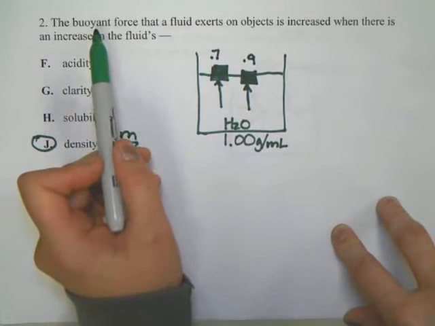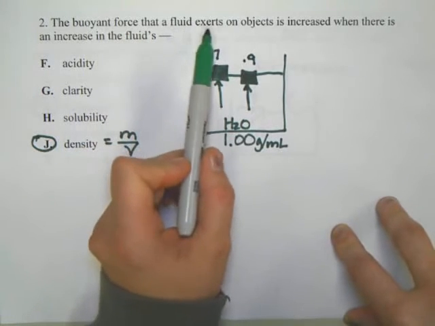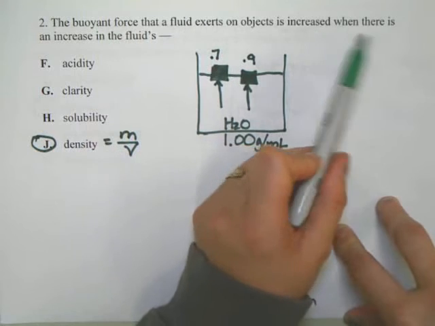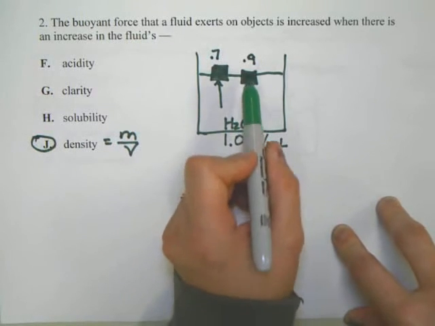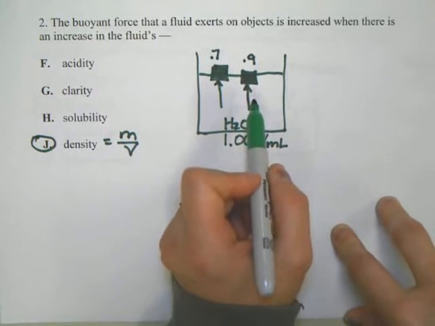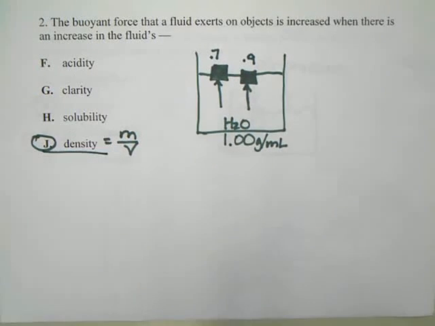This question is asking the buoyant force that a fluid exerts on objects is increased when there is an increase in, well, we need more of a buoyant force on this one because it's sinking down lower. It has a greater density, and therefore density is the best answer.